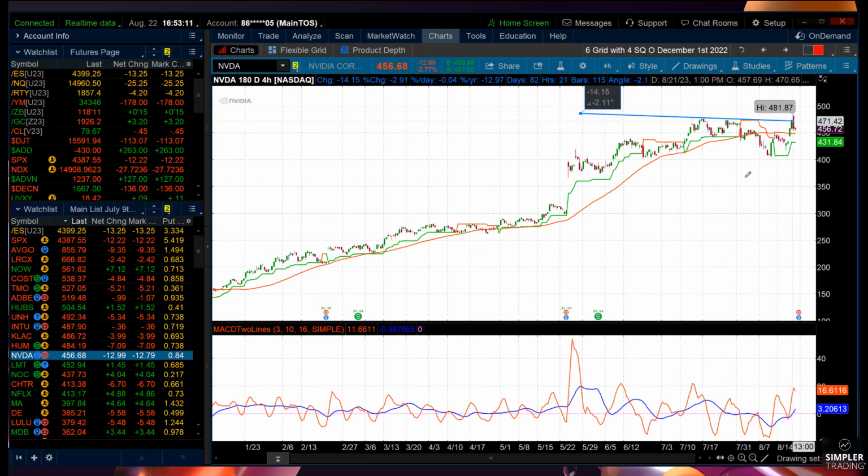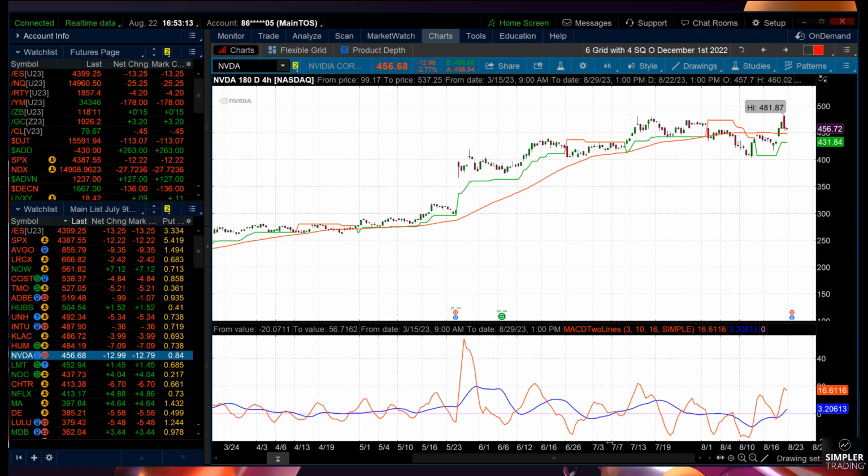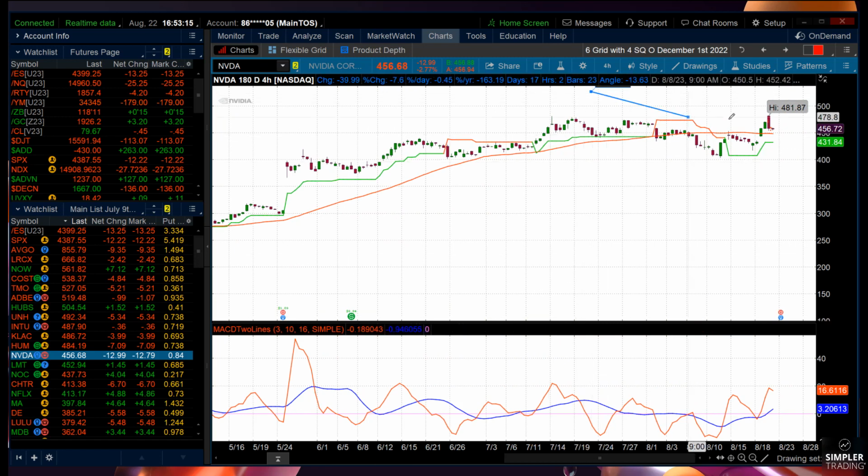Then you have that red candle. I'm really into big red candles. That is a big red reversal candle. I'm not talking about bearish engulfing anything. So many take these little candles. I take the big reversal candle.